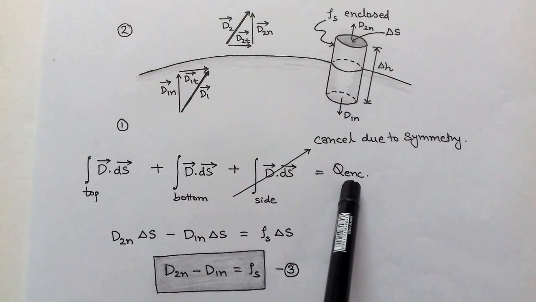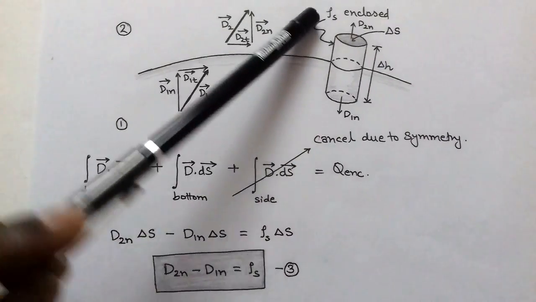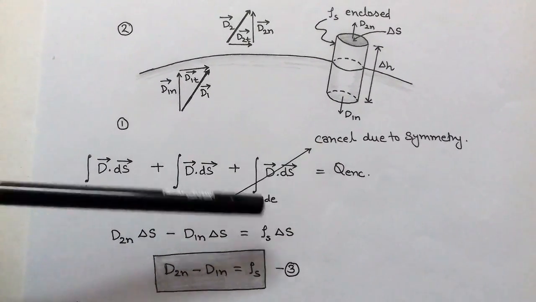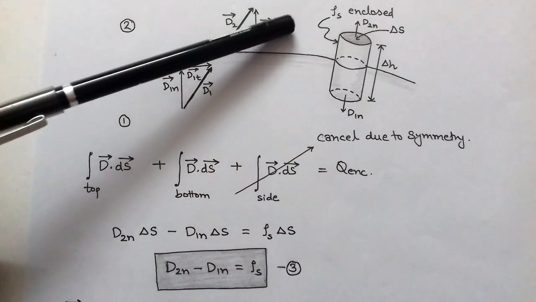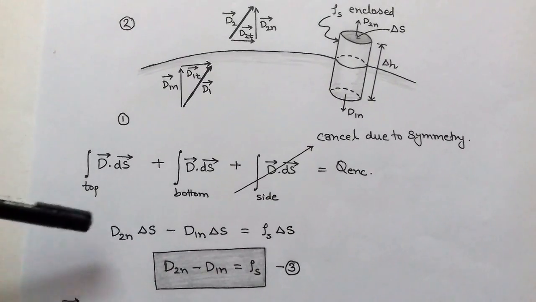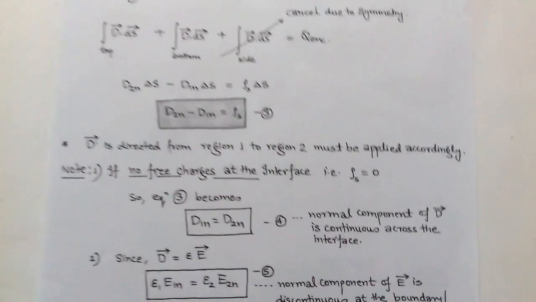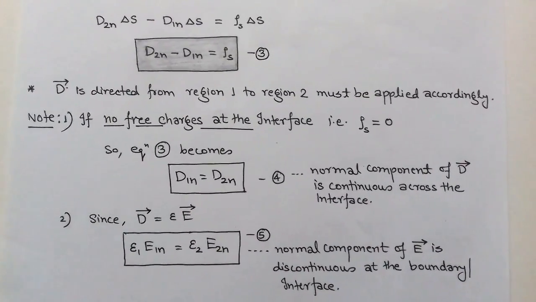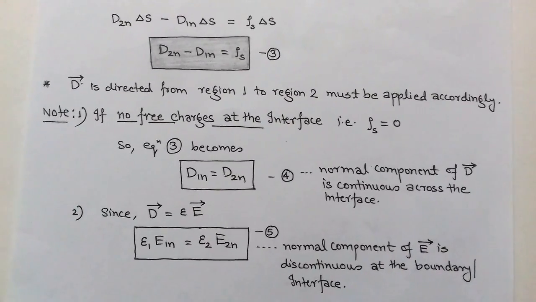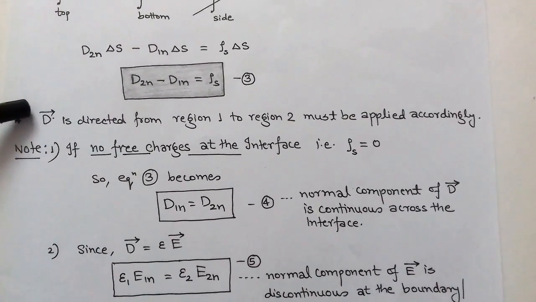enclosed. Here we take a surface charge density rho s, and we know that the surface charge density rho s equals to Q upon surface area. So here Q enclosed in terms of surface charge density is rho s into delta S. So after taking delta S common, it is cancelled and we get D2n minus D1n equals to rho s. We take care that the electric flux density D is directed from region 1 to region 2.